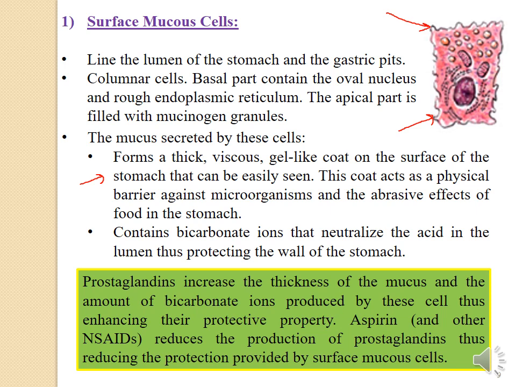Prostaglandins increase the thickness of the mucus and the content of bicarbonate ions in the mucus produced by these cells. And thus, prostaglandins enhance the protective properties of these cells. Aspirin and other non-steroidal anti-inflammatory drugs reduce the production of prostaglandins. So these drugs, aspirin and the other NSAIDs, reduce the protection provided by the surface mucus cells.